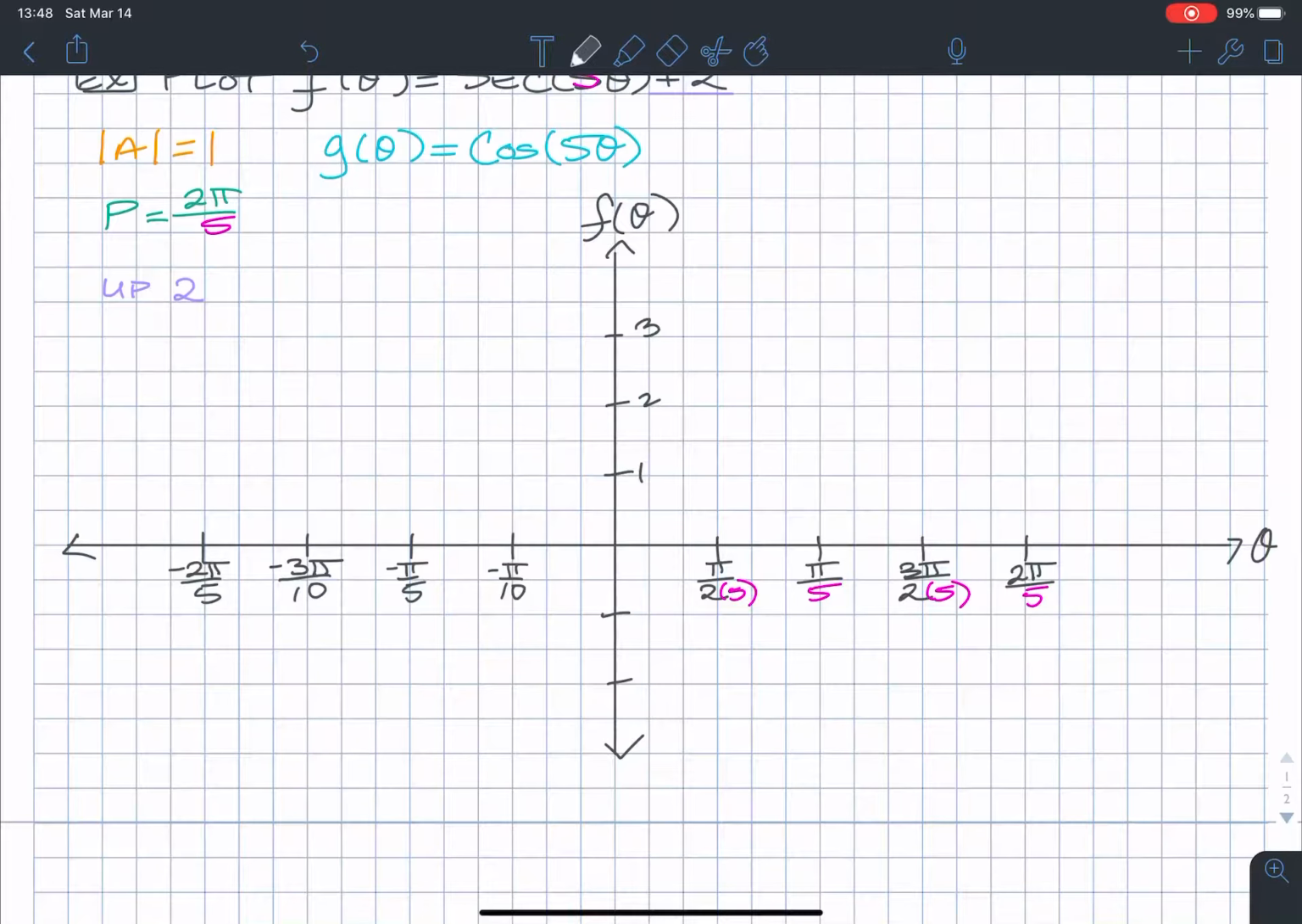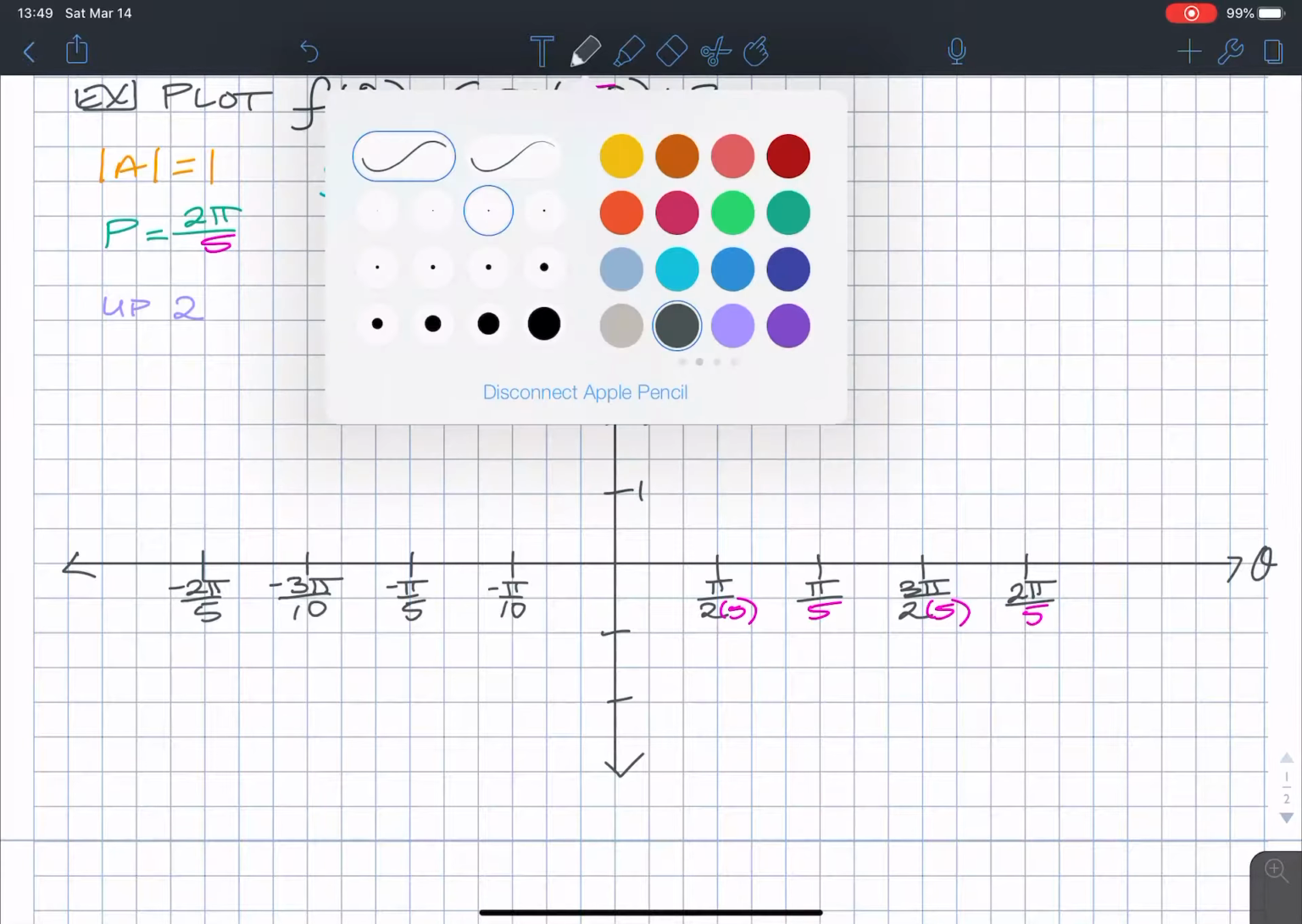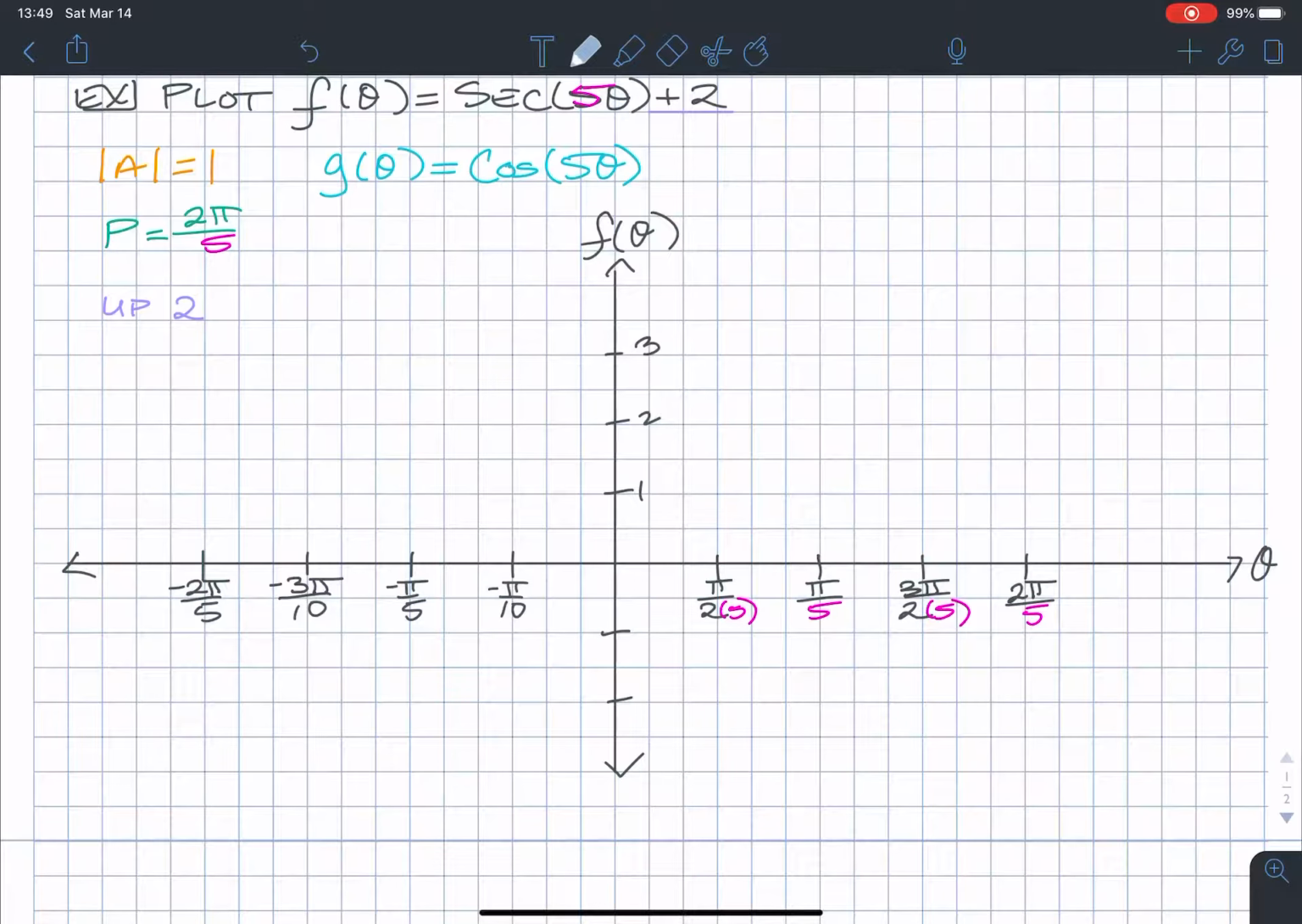Okay, so I know that I use the graph of cosine to plot the graph of secant. So let me do this. Cosine would start at amplitude and is symmetric with respect to the y-axis. That is, it's a mirror image on either side. So cosine of 5 theta would look like so. Okay.